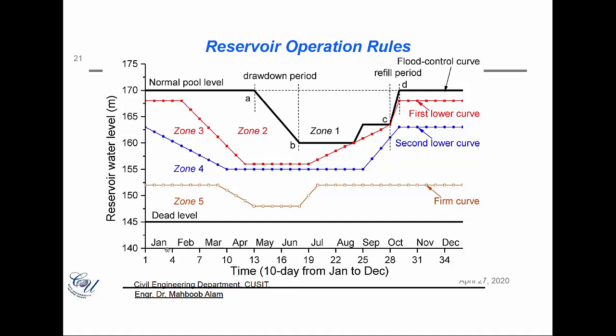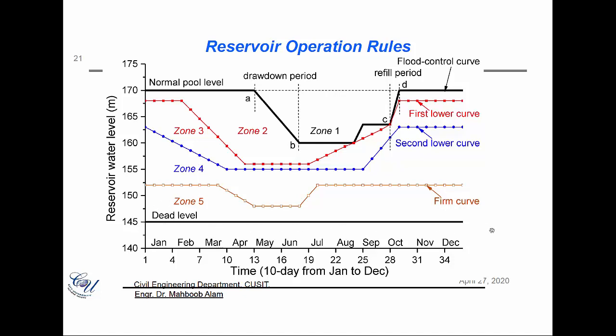Let's look at this picture again. This is from January to December for a certain reservoir. This is the reservoir water level, and you see we have different kinds of curves here. This one is the firm curve, or that level where you have to ensure that a certain amount of water is in the reservoir and you can meet the demand of, let's say, hydropower. Then you have different zones available here, and you see that with respect to time, you have to ensure that the different zones in the reservoirs have different levels.